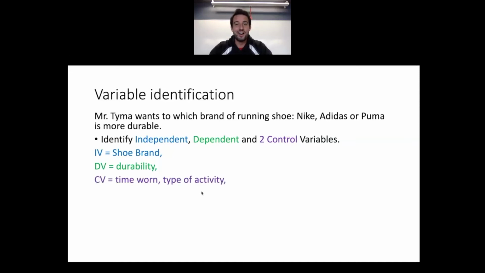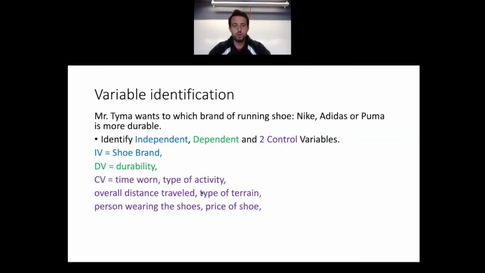Here we go. The time worn, right? If you wear them for different times, you won't have as good of a measurement on how durable they are. Type of activity. If you're running in one and sprinting in the other, that could affect it. Overall distance traveled. If you only traveled 1 mile in one shoes and 10 miles in the other shoes, that's going to throw it off. The type of terrain. If you're on rocky versus smooth.